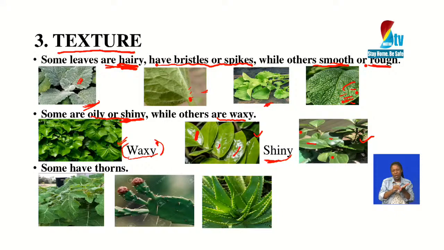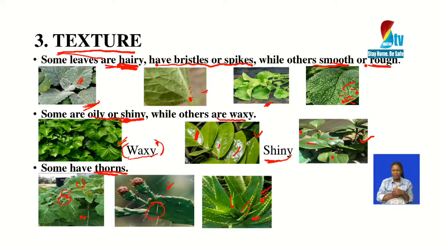So the last part, we are talking about thorns. Some of our leaves have some thorns around. You see here, in this first picture, these are thorns. So also this one is a leaf that has thorns. And this one is from aloe. It has thorns around, which means when you touch these leaves, you are going to feel what is around them, which means these ones have thorns around.